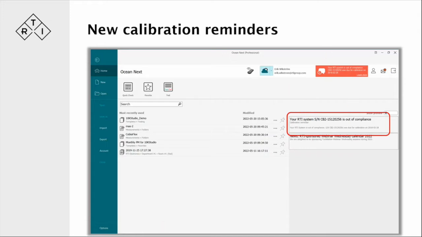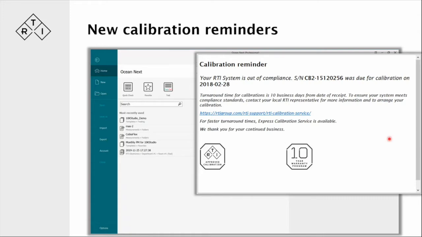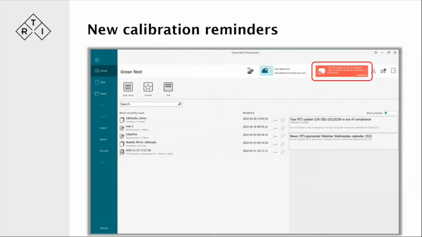It says your RTI system is out of compliance, and whichever one it is you've been using that is out of calibration. You get that serial number pops up there, and this same message pops up here in the message box, so that it's clear what the information is all about. So that's one possible way of going. If we click on the message below, this is what it looks like. You get the calibration reminder and what date it is and what serial number of unit that's due for calibration or overdue for calibration.